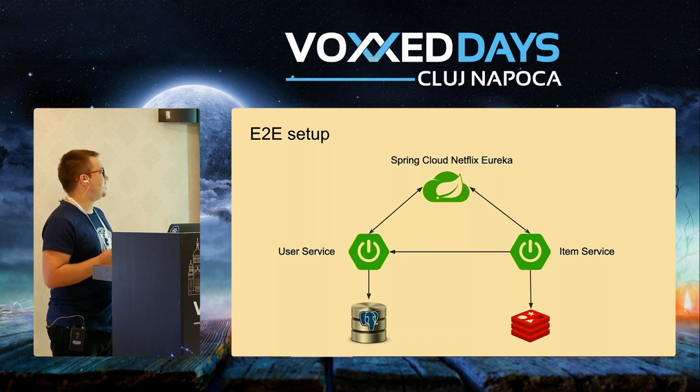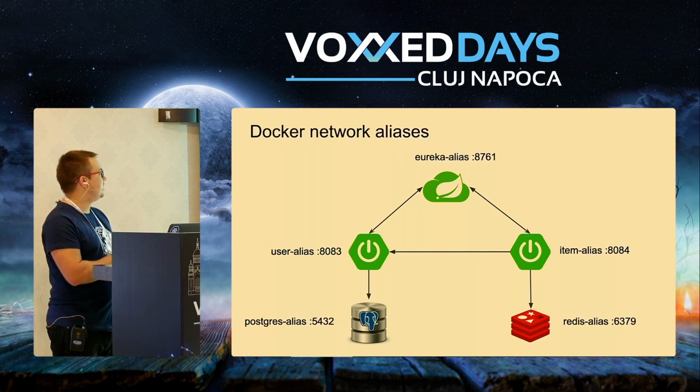But the idea here is that it doesn't have to be with Kubernetes. You can do those kinds of tests even if you're not running Kubernetes. So this is the kind of setup we want to check. We want to spin it up and then run some tests. And then here are some Docker network aliases, which we can specify, and that's also supported by the Testcontainers library.